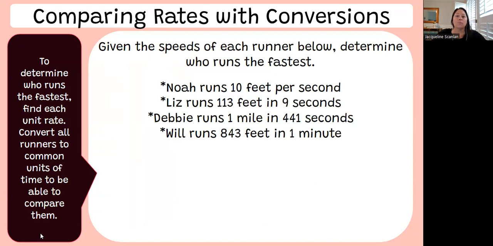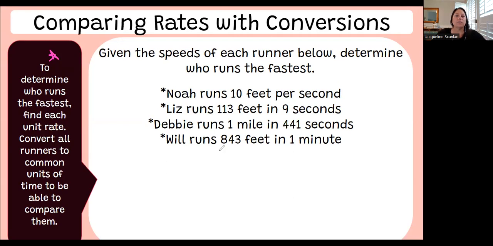The first runner, Noah, runs 10 feet per second. Liz runs 113 feet in 9 seconds. Debbie runs 1 mile in 441 seconds. And Will runs 843 feet in 1 minute. And we're trying to figure out which one of those runners runs the fastest. So to determine who runs the fastest, we're going to find the unit rate.